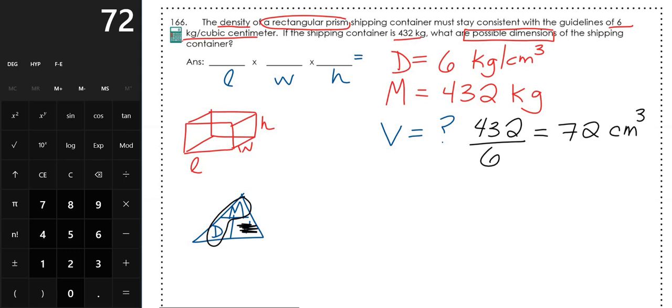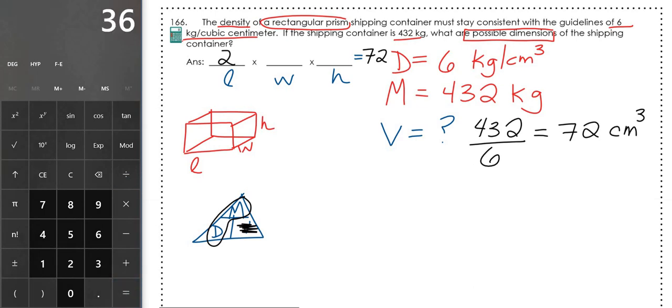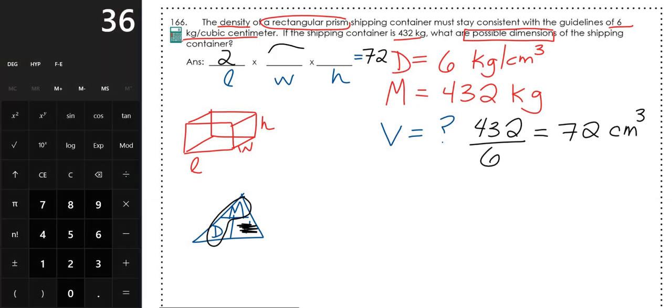Now I can have many possible answers here for possible dimensions. As long as they all multiply to be 72, I'm good. So let me think of something. Let me think of 2. Let's say 2 is maybe the length. It's one of the 3 dimensions. Let's say it's the length. 72 divided by 2 leaves me with 36 for the other 2 numbers to multiply to equal.